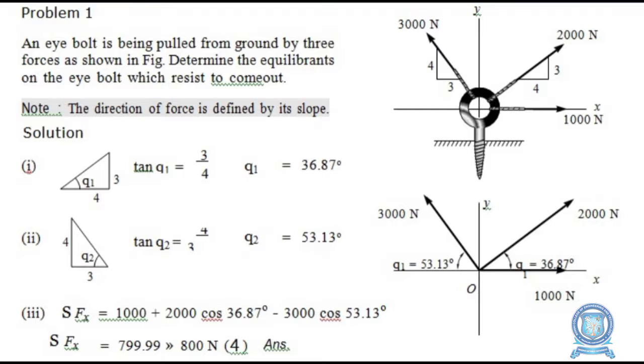Now we will move on to the first problem. I will read out the problem first. An eye bolt is being pulled out from the ground by three forces as shown in the figure. Determine the equilibrant on the eye bolt which resists it from coming out.